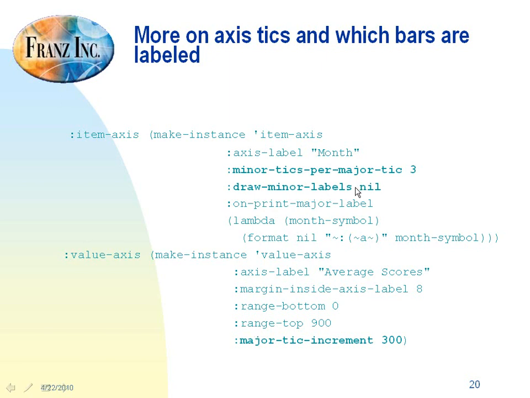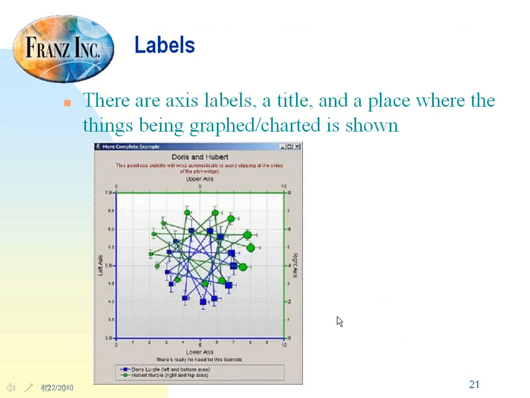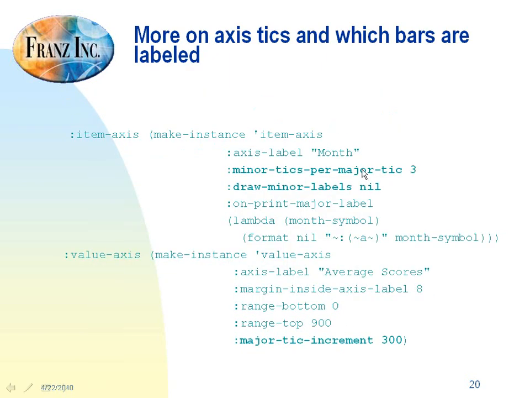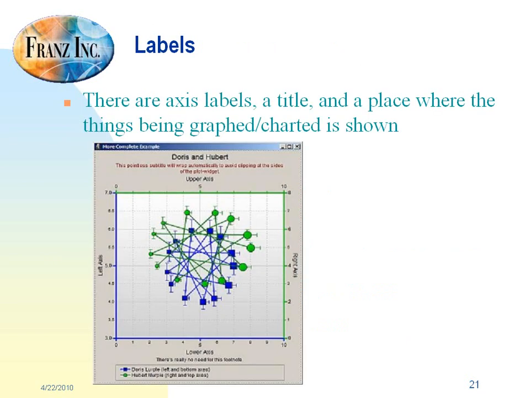The minor labels are drawn because the default value of that argument is true, so it doesn't have to be specified. And if you change the minor ticks to major ticks of 1, it will then display all of the months because there are no minor ticks in that case.